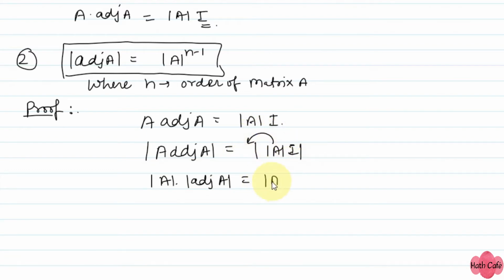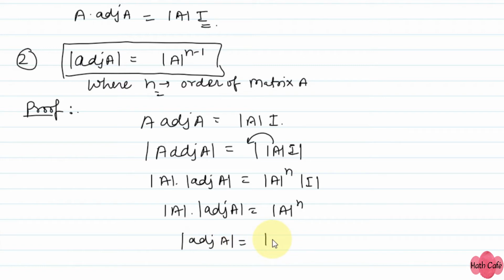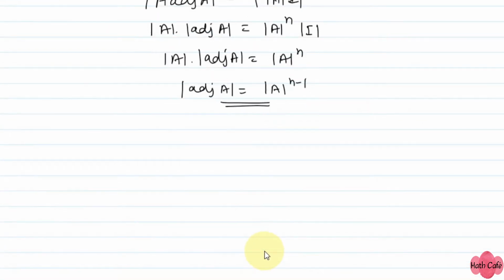So finally determinant of A power n, where n is the order of the matrix, and determinant of I. As we know determinant of I is 1, so finally determinant of A multiplied by determinant of adjoint of A is determinant of A power n. So finally determinant of adjoint of A will be determinant of A power n minus 1. Alright, okay, let's see the third property here.